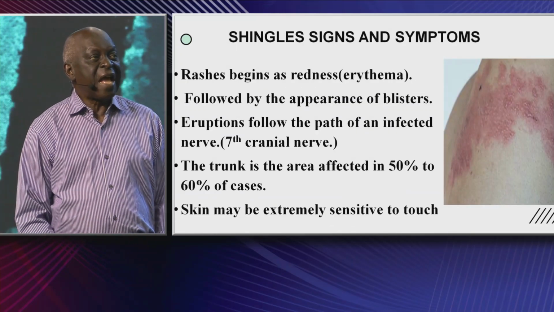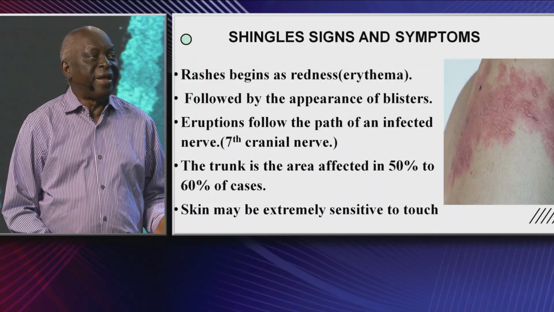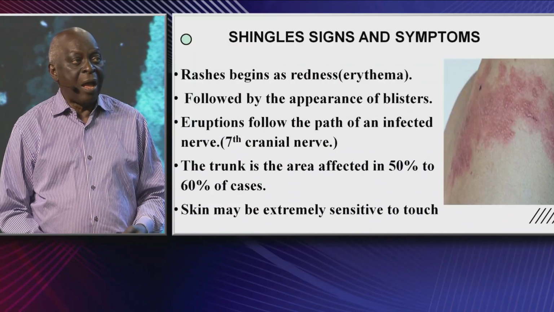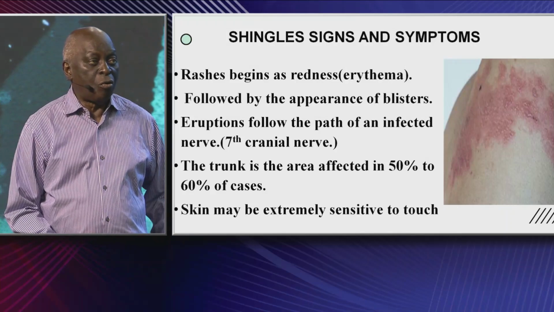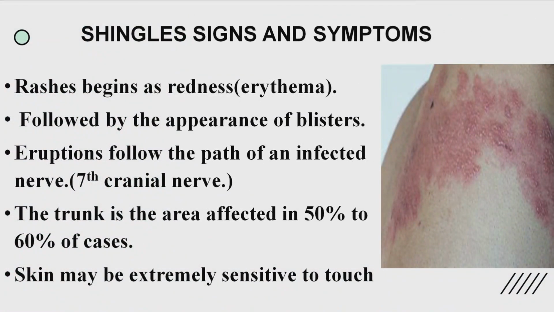Shingles, what are the signs and symptoms of shingles? The rash begins as redness, erythema. You are seeing it at the trunk in the picture on the right. It's immediately followed by the appearance of blisters, very, very painful, because the nerve endings are affected. This is followed by the eruption which follows the path of an infected nerve, usually the 7th cranial nerve.